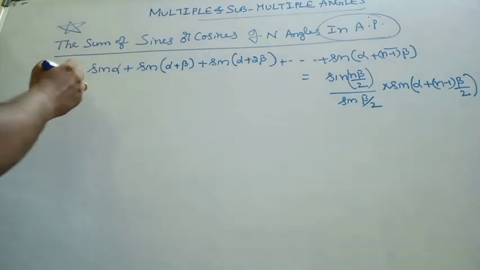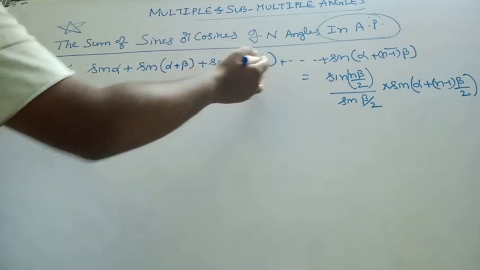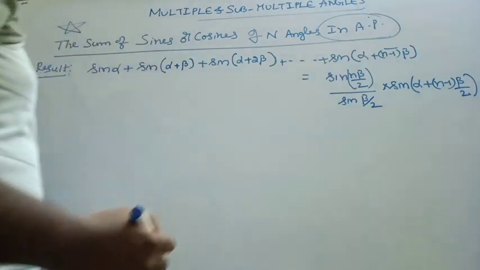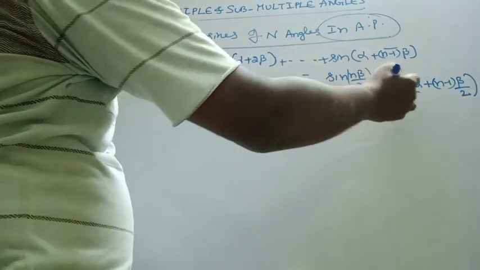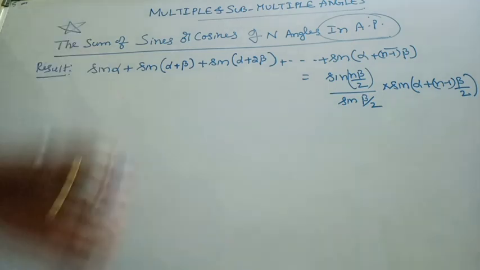This is the result. You see the result: sine(alpha plus beta) plus sine(alpha plus 2 beta) plus so on, plus sine(alpha plus (n minus 1) beta). This is equal to sine(n beta by 2) by sine(beta by 2) into sine of (alpha plus (n minus 1) beta by 2). It is a wonderful result in your life.